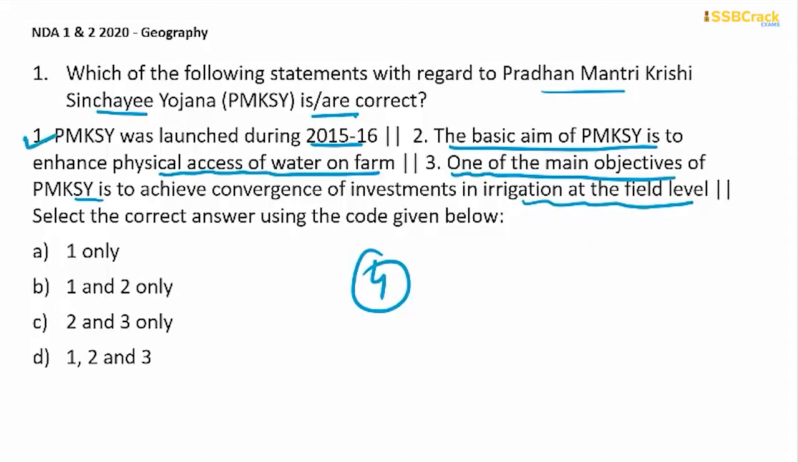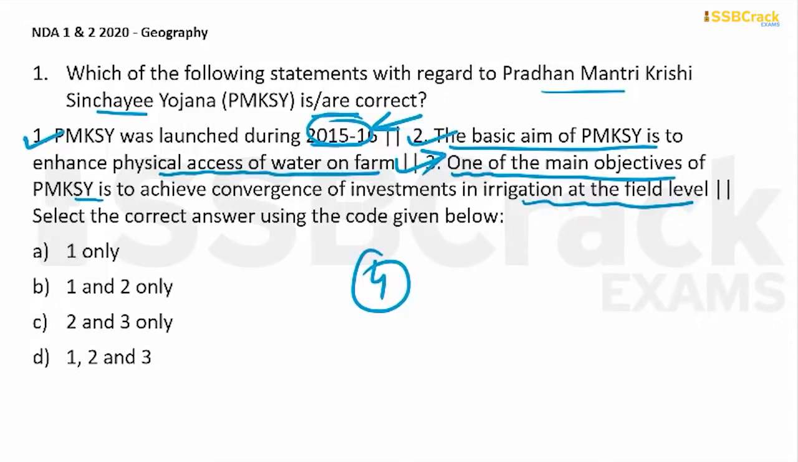Factually, the first statement is definitely true, as indeed Pradhan Mantri Krishi Sinchai Yojana was launched in the year 2015, so it can be accounted under the financial year of 2015-16. Then the basic aim of PMKSY is to enhance physical access of water on farm. This is also true. Even on the website of PMKSY, you'll find that the main objective and mission of this scheme was to provide access of water, and also promote water saving with various kinds of water saving methods, so that there is sufficient access of water throughout the required time of farming.